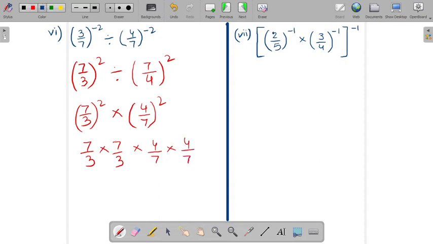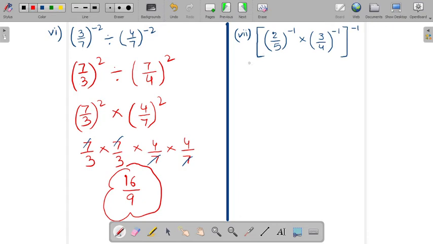So here 7 and 7 will be cancelled out. So what should be left now? What should be left? 4 multiply 4, 16 upon 9. 3 multiply 3. So 16 upon 9 will be the answer.